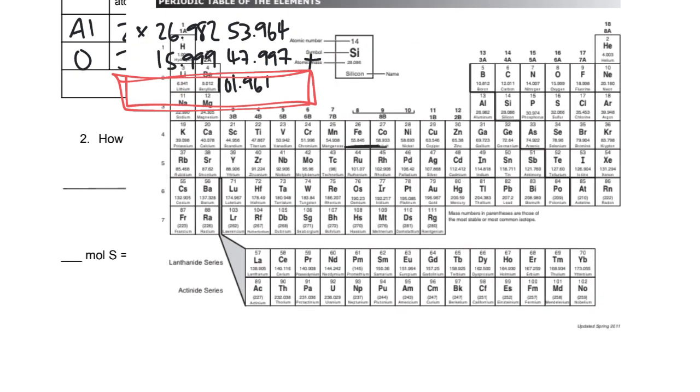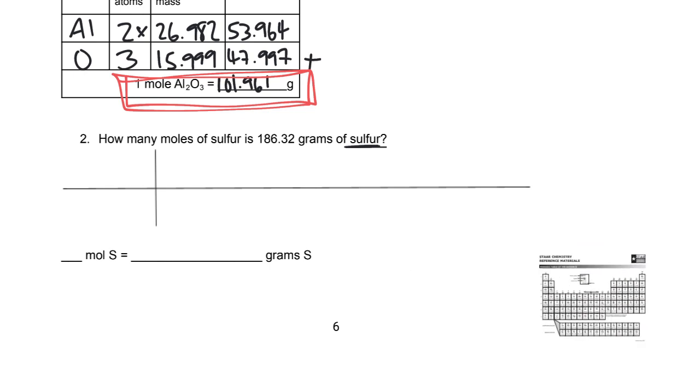My periodic table shows me that sulfur has a mass of 32.066 grams in 1 mole. That comes straight off the periodic table. 1 mole of sulfur is 32.066 grams of sulfur. And then similarly to above, we're going to take our starting number. Our starting number is 186.32 grams of sulfur. And we're going to place that in our top left corner of the box. 186.32 grams of sulfur is what we're starting with.